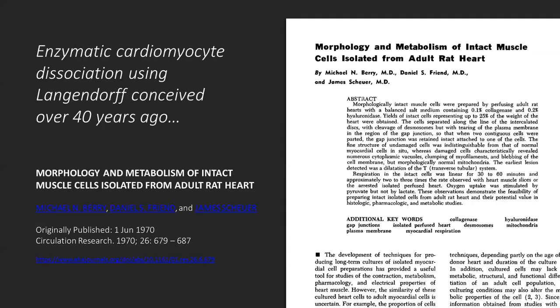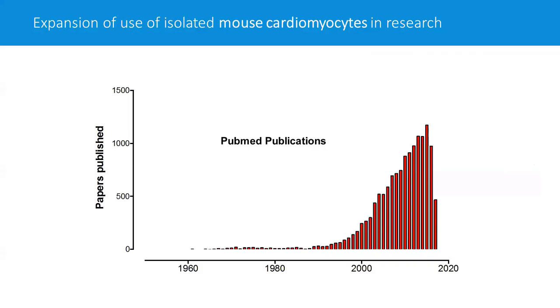I'll start from the beginning, and introduce the fact that enzymatic cardiomyocyte dissociation using Langendorff was conceived over 40 years ago. To my knowledge, this is the first report of such an isolation and the use of the Langendorff apparatus, by Michael Berry in Circulation Research in 1970. Since then, there's been a tremendous expansion of the use of isolated mouse cardiomyocytes in research. I've plotted the number of PubMed publications from the 1960s to 2018, and you can see this exponential growth in the number of papers using mouse cardiomyocytes.